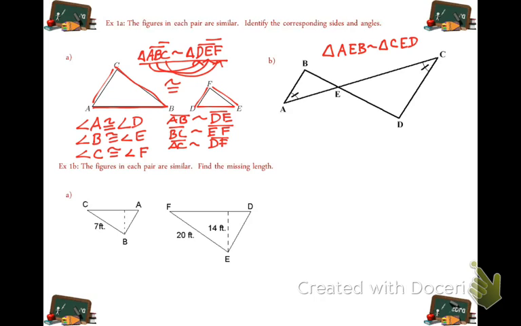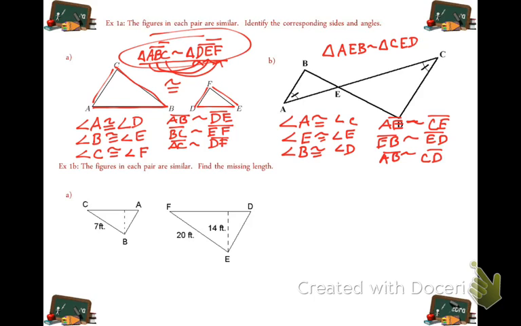Using the information I just gave you, I would like you to try B by yourself. All right. So I have angle A goes with angle C, angle E goes with angle E. I will teach you someday why it shouldn't be written like that, but we'll go with it. Angle B is congruent to angle D, and then AE with CE, EB with ED, AB with CD.